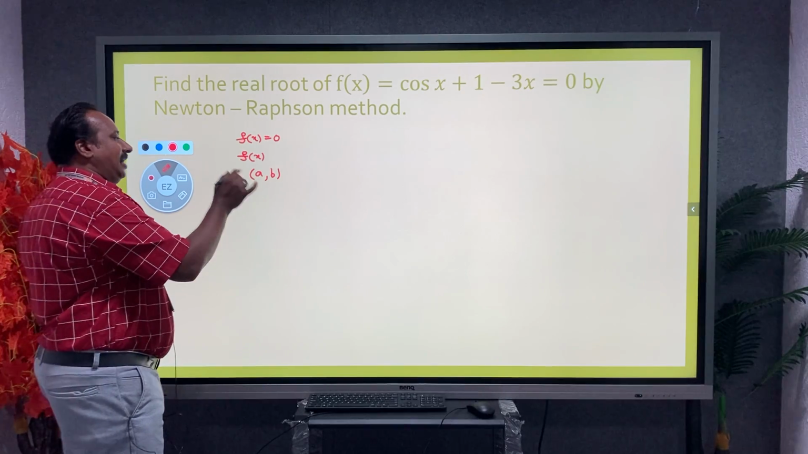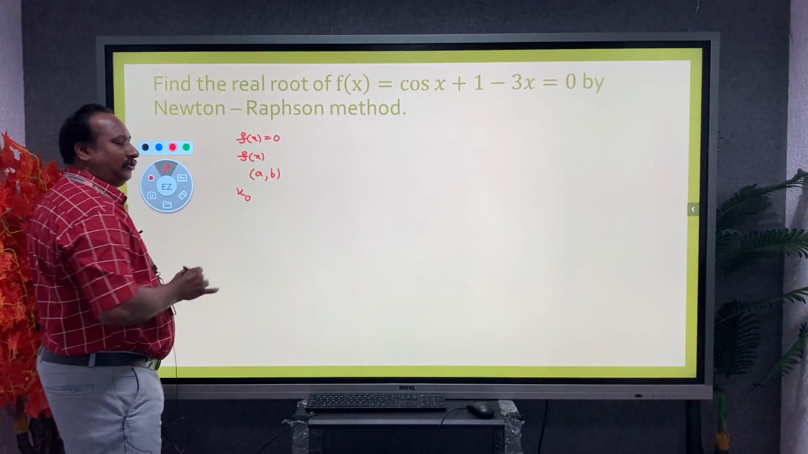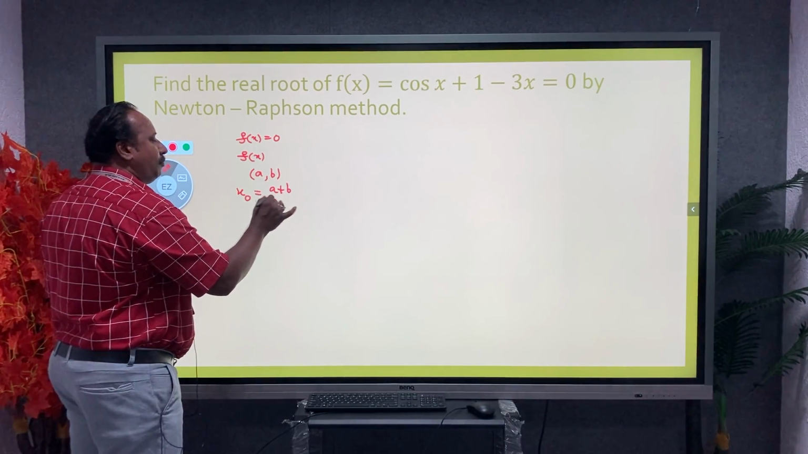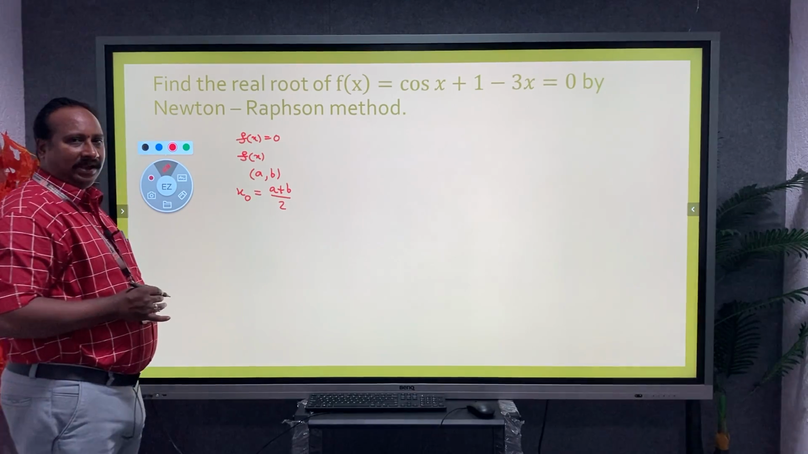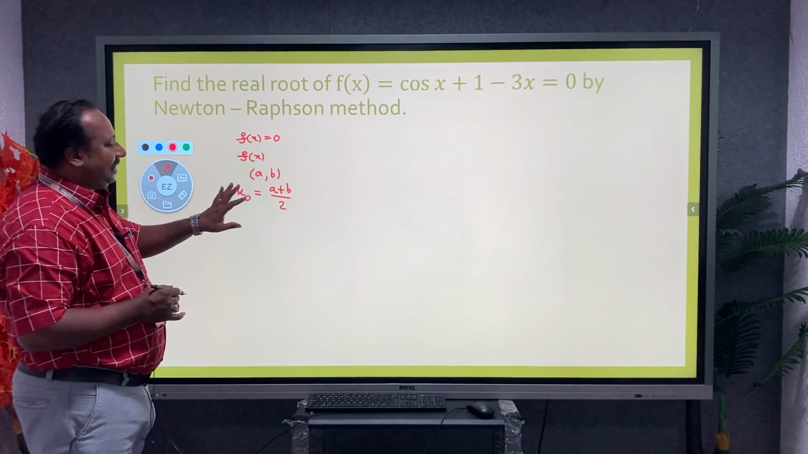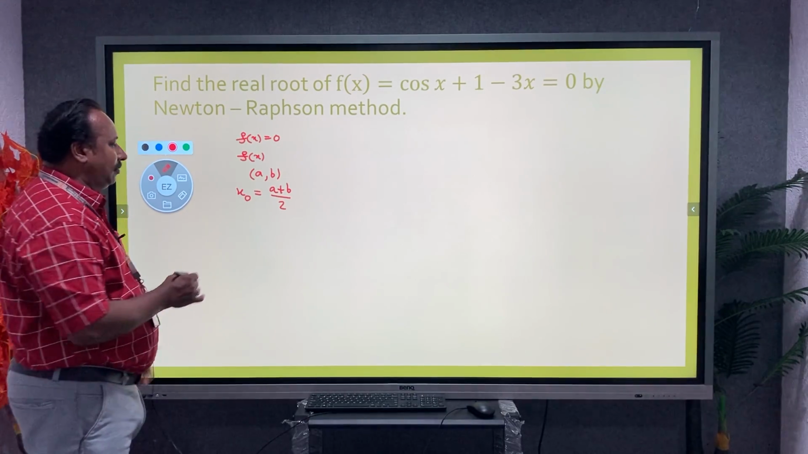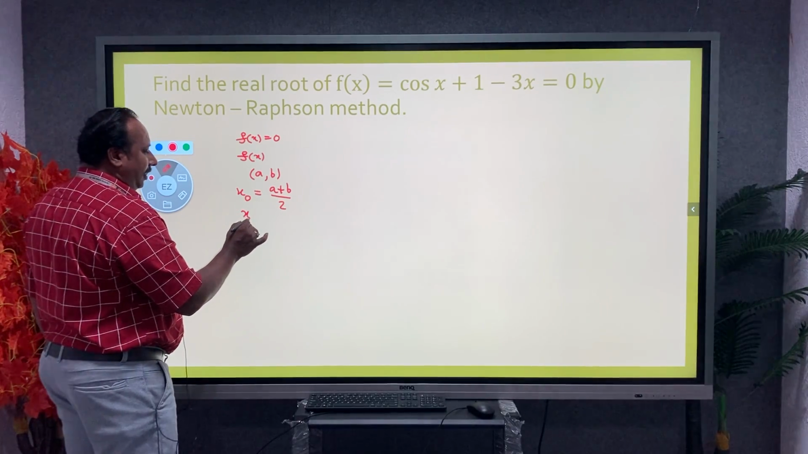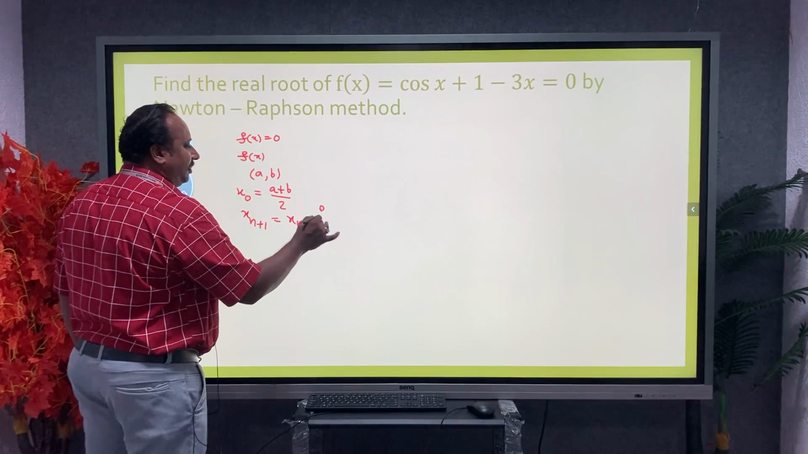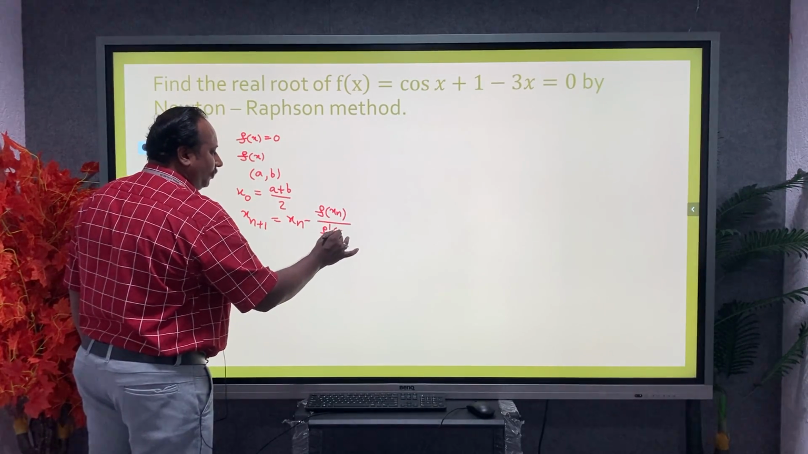After identifying the interval a comma b, we have to calculate the initial approximation x naught. X naught equal to a plus b by 2. After calculating the initial approximation x naught, we have to write the formula by Newton-Raphson method: x n plus 1 equal to x n minus f of x n by f dash of x n.